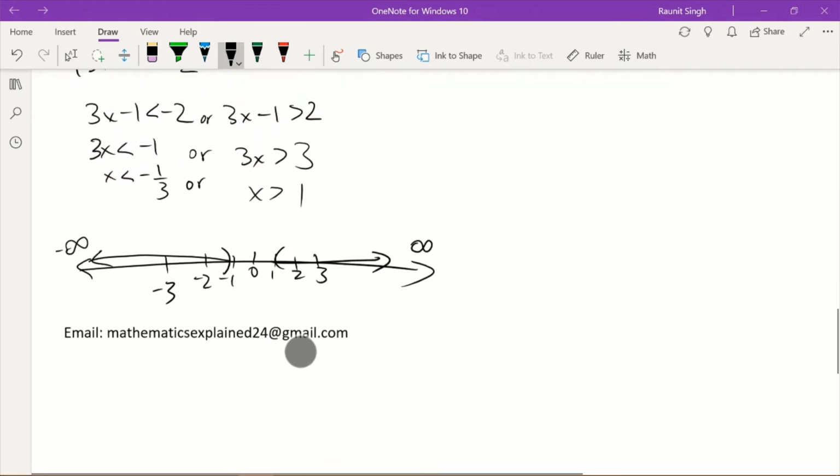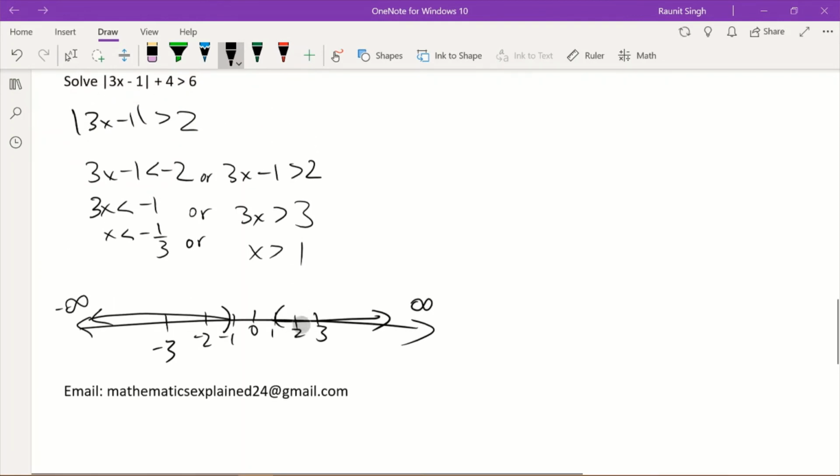And a recap on interval notation. I guess we can do that in this problem as well. It would be negative infinity, comma, negative 1/3, parentheses, because it is not less than or equal to or greater than or equal to, union 1, comma, infinity. And that is it.